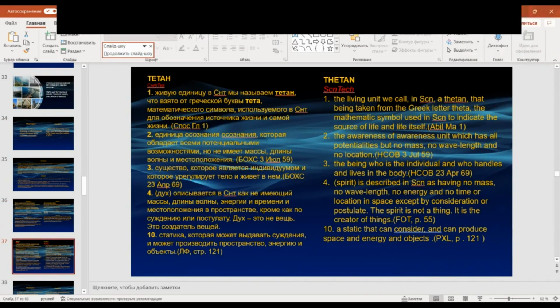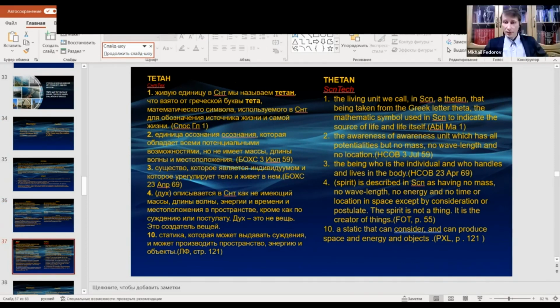The living unit we call in Scientology a theta, taken from the Greek letter theta. Theta, the mathematical symbol used in Scientology to indicate the source of life and life itself. Definition two, the awareness of awareness unit, which has all potentialities, but no mass, no wavelength, and no location. Third definition, the being who is in the individual and who handles and lives in the body. Fourth definition, spirit, is described in Scientology as having no mass, no wavelength, no energy, and no time or location in space except by consideration or postulate.